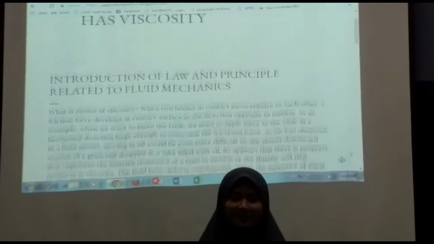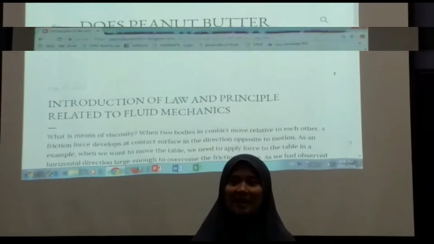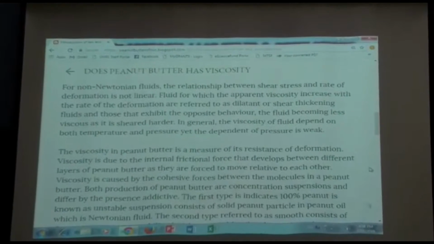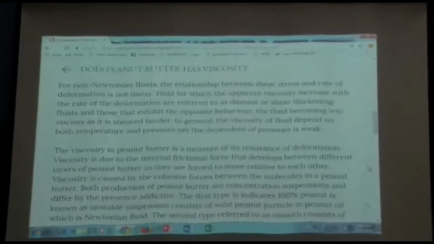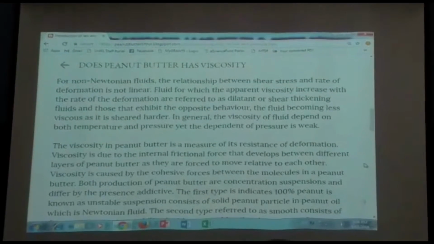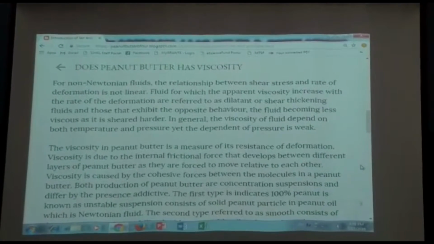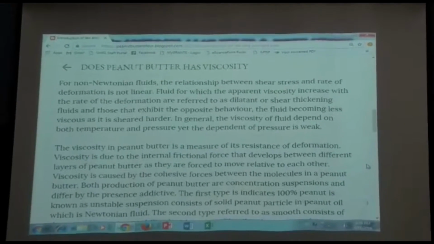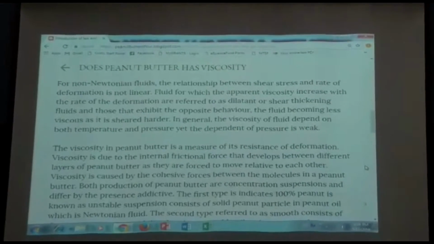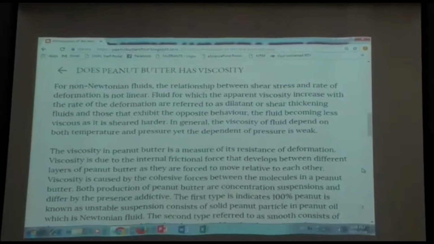As an example, if we want to move the table, we will move it in a horizontal line. For non-Newtonian fluid, the relationship between shear stress and rate of deformation is not linear. Fluids for which the apparent viscosity increases with the rate of deformation are referred to as dilatant or shear thickening fluids. In general, the viscosity of a fluid depends on both temperature and pressure, but the dependence on pressure is quite weak.